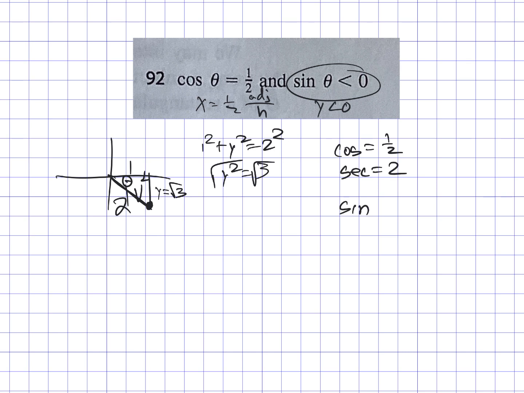The sine is the opposite leg over the hypotenuse. And that means the cosecant is the reciprocal. And the tangent is opposite leg over adjacent leg. So that's just square root of 3. And the cotangent would be the reciprocal, 1 over the square root of 3.